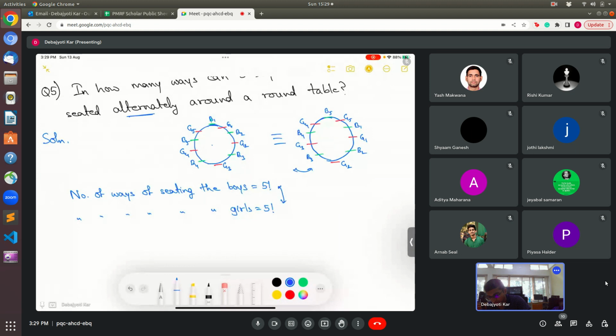Here we had fixed the position of B1 to be here. So if we move B1 from here to here, we basically get this one, right? Similarly, B1 can also be shifted to the position of B3 and the whole thing can be rotated. Similarly, B1 can be moved to B4 and B1 can be moved to B5. So for every such arrangement, we have counted that particular arrangement 5 times.